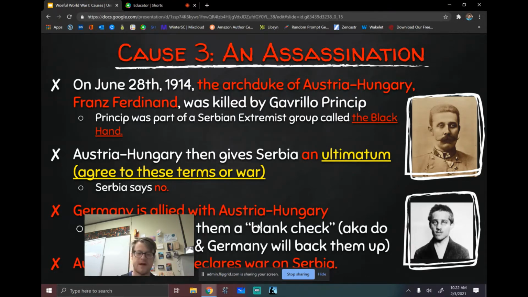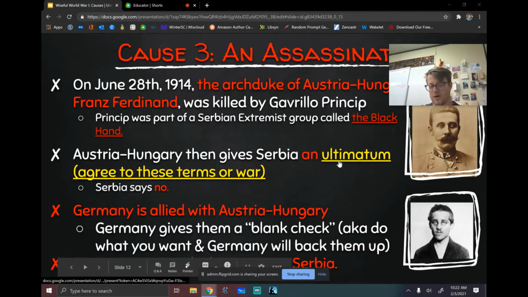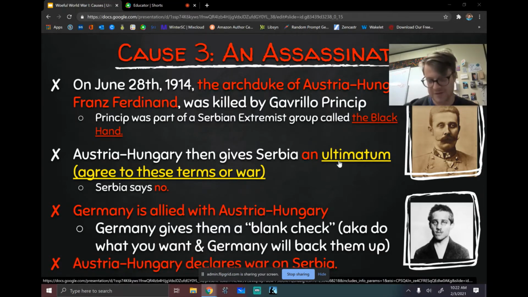Now, obviously, Austria-Hungary, being quite angry about this, wants to declare war on Serbia. So Austria-Hungary goes to their best friend, Germany. And Germany gives Austria-Hungary what is very famously called the blank check. If somebody hands you a check that has their signature on it but no amount written on it, it basically means you can do whatever you want. And that's exactly what Germany says to Austria-Hungary: we'll back you up, you go for it. And surprise, surprise, Austria-Hungary declares war on Serbia.